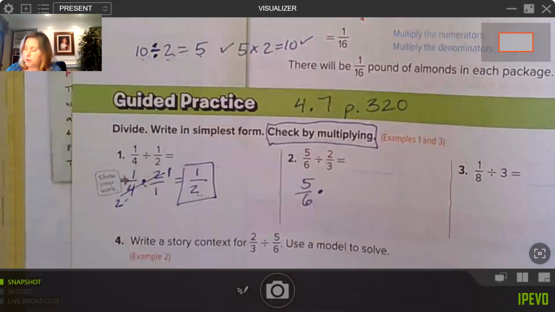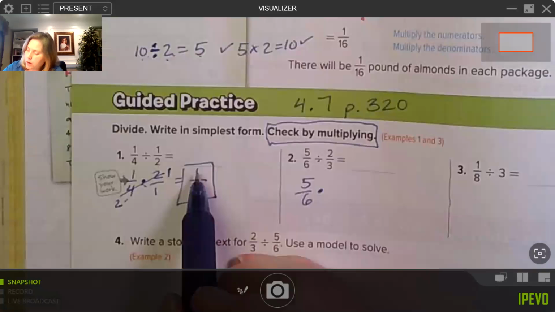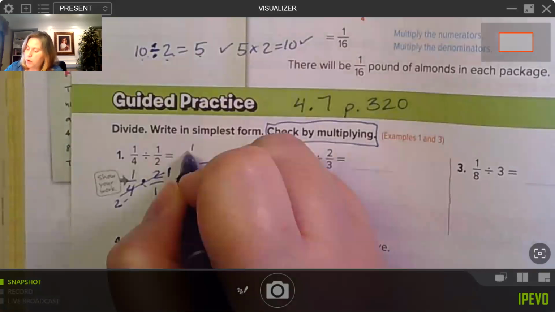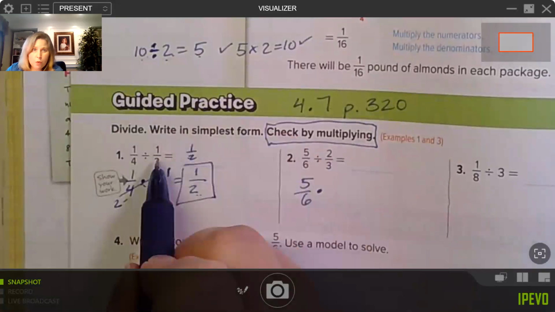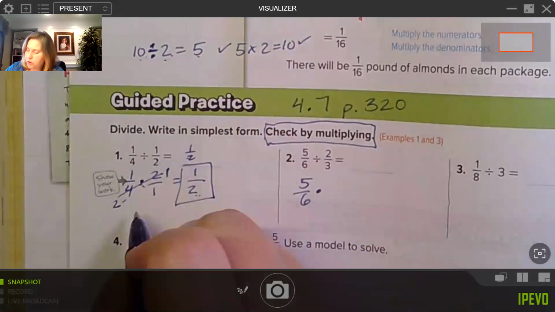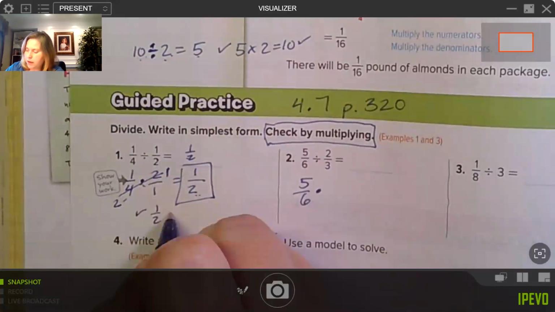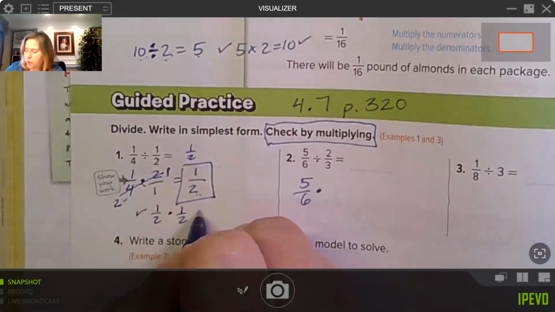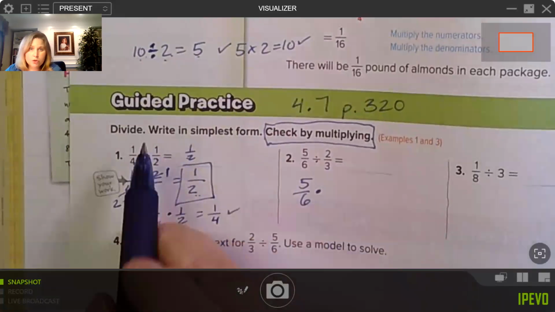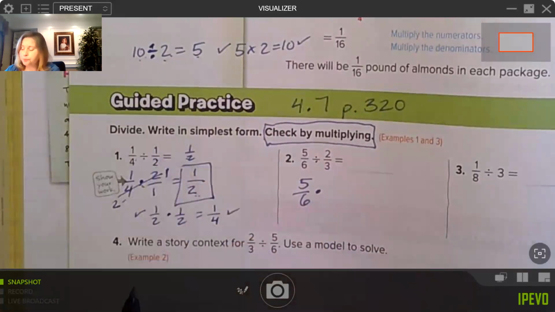We're going to do the exact same here. So we said our answer was 1/2. So 1/2 times 1/2 equals 1/4. Okay, here's our check step. 1/2 times 1/2 equals 1/4. So that gave us our original amount. So that's how you can check by multiplying.